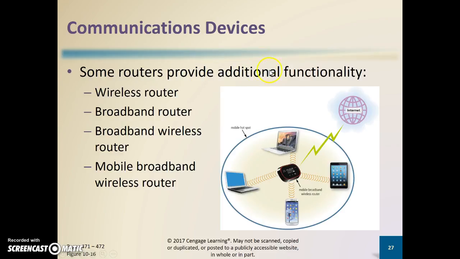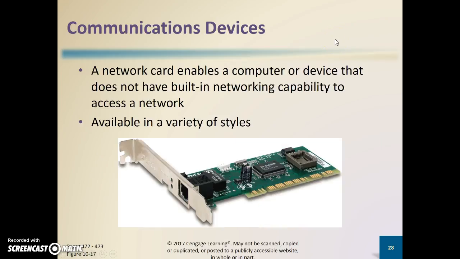So some routers provide additional functionality like wireless router, broadband wireless router, and a mobile broadband wireless router. And here's just a picture with a hotspot depicted. So in the black tower, the central processing unit, often there is a network card that enables the computer to communicate through a network.